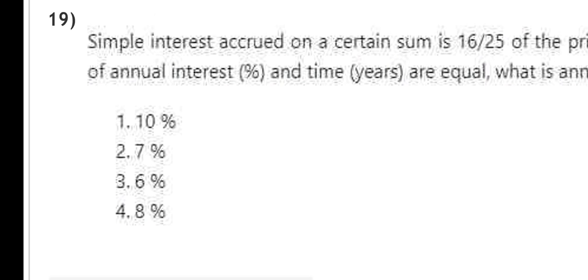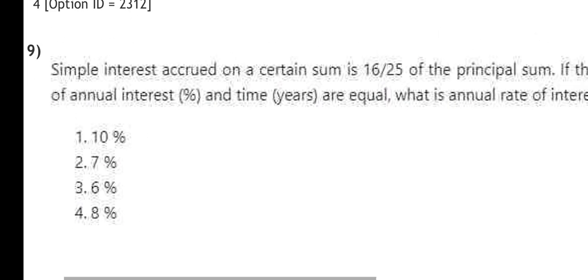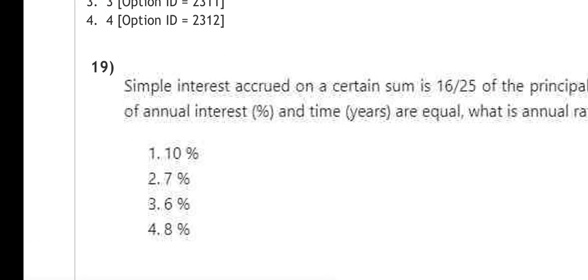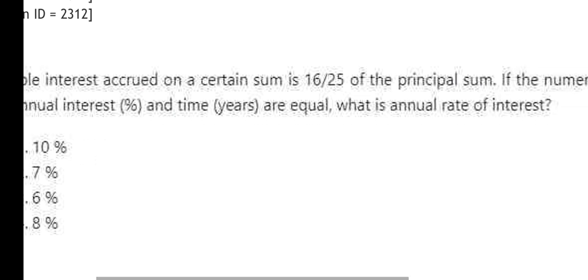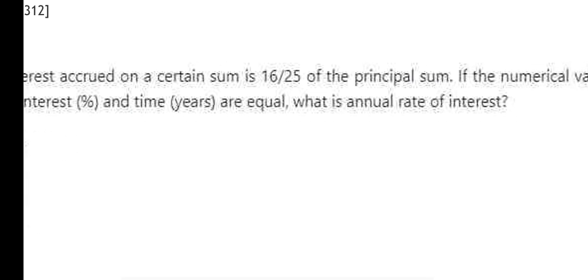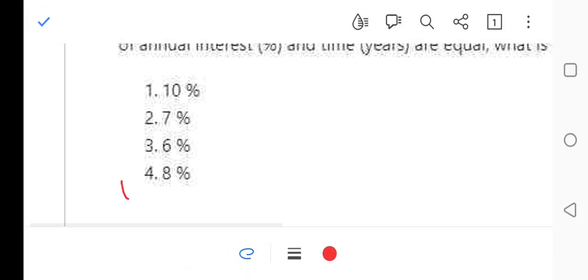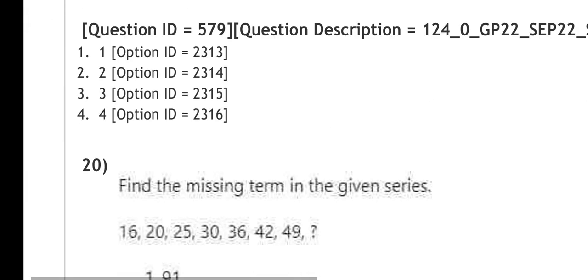Next, simple interest accrued on a certain sum is 16/25 of the principal sum. If the numerical value of the rate of annual interest and time in years are equal, what is the annual rate of interest? 10%, 7%, 6%, 8%. It will be 8%. Okay. Moving on to the next question, it says find out the missing term in the given series: 16, 20, 25, 30, 36, 42, 49, then question mark. 91, 64, 56, 70. So it will be 56.